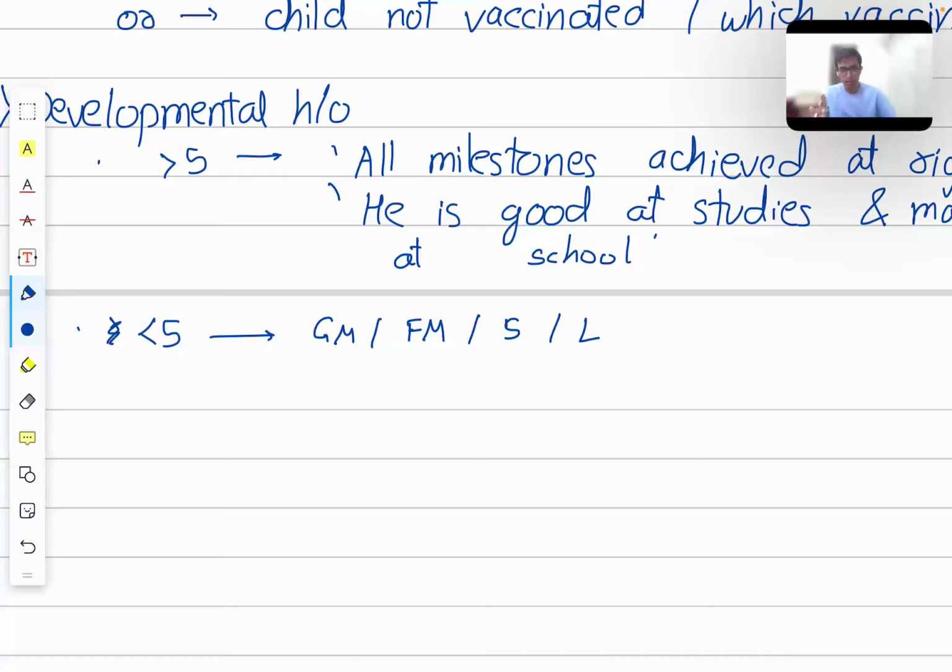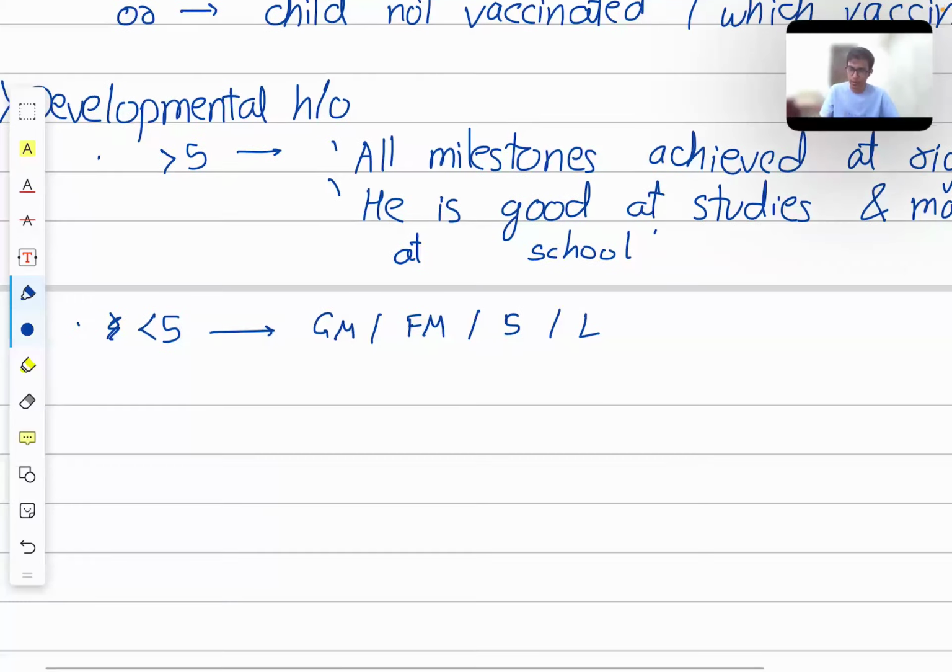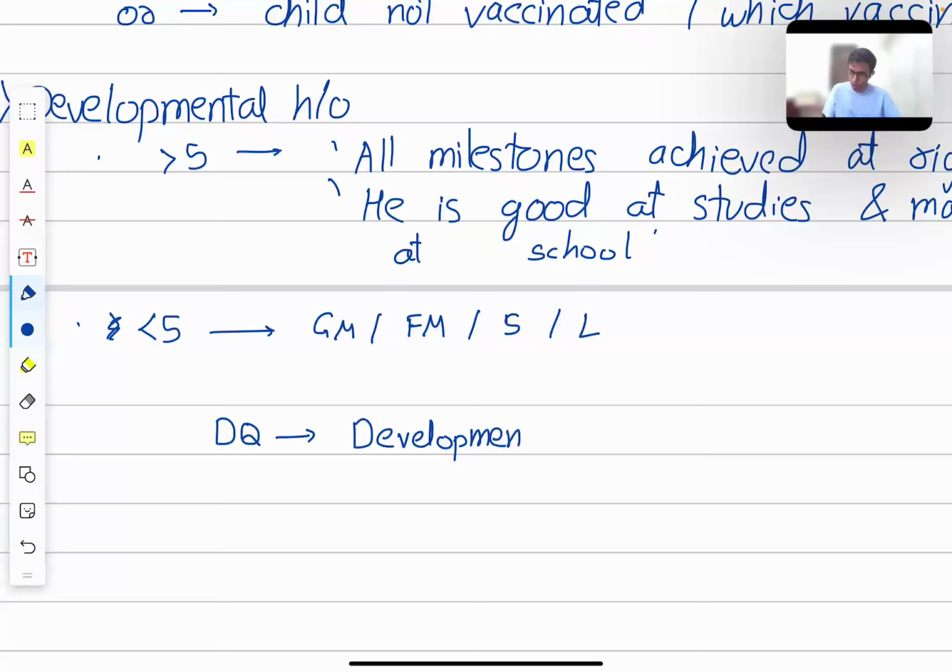If it is a case of CNS, especially if it is a case of developmental delay, then you have to take the history in detail, ask about each and every milestone. Then comes the question, what is a development quotient? So the formula for development quotient is a developmental age divided by chronological age into 100.